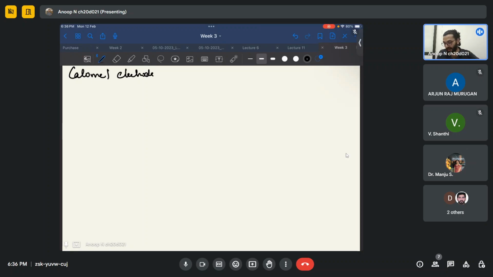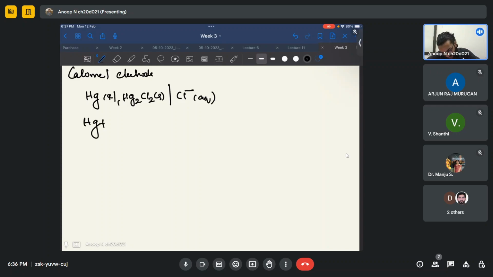So what is the reaction? How can I represent the calomel electrode? It's Hg liquid, comma, Hg2Cl2 solid paste in equilibrium with chloride ion in aqueous solution. What's the reaction happening? The overall reaction I'll write as Hg plus Cl minus giving half Hg2Cl2 plus an electron. So I can write the Nernst equation for this, right? Here you can see the chloride ion is there, so you can write the equation on your own.